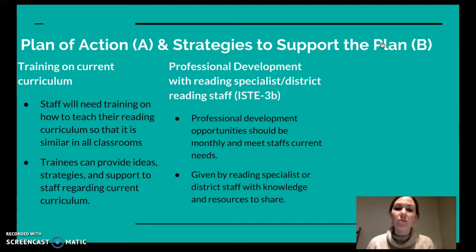Professional development with a reading specialist and/or district reading staff is the next part of my plan of action. Professional development opportunities would be monthly, and they would always try to meet the staff's current needs. So I would send out a Google Doc or form monthly to ask staff their top 3 reading instructional needs at that time, so that the monthly professional development is always targeted to what my staff needs.